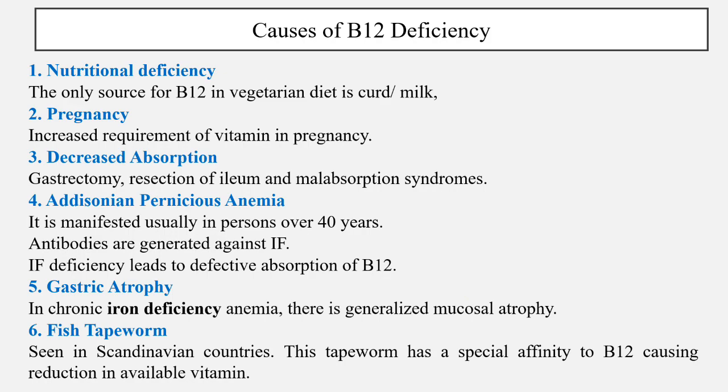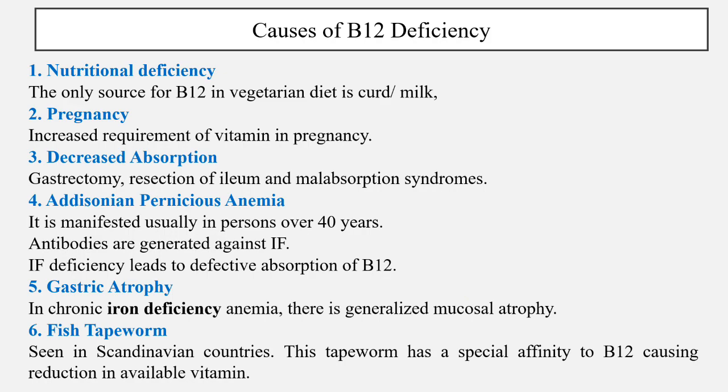The causes of vitamin B12 deficiency are: nutritional deficiency; pregnancy, with increased requirement; and decreased absorption, like gastrectomy and malabsorption syndromes, which we discussed already in B9, the same thing. Next, Addisonian pernicious anemia. It usually occurs in persons more than 40 years old. Antibodies, or immunoglobulins, are generated against the intrinsic factor of Castle, which decreases the absorption of B12.